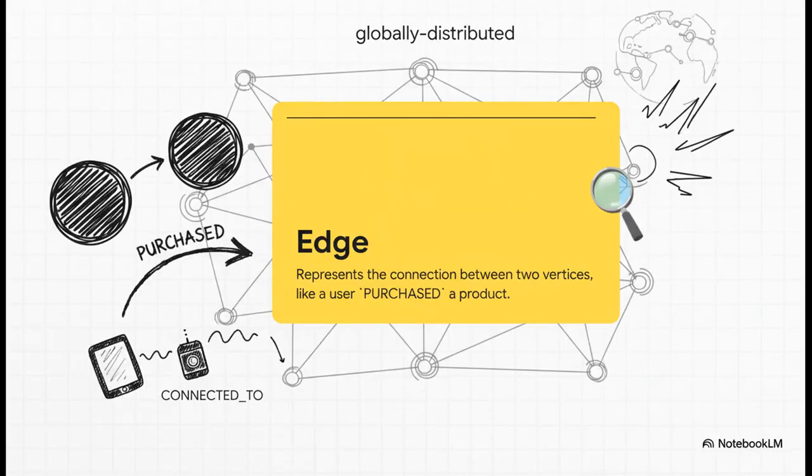And if vertices are the nouns, well, edges are the verbs. And this right here is where the magic happens. An edge is the line that connects two of those vertices, and it defines their relationship. A user purchased a product. A device is connected to a sensor. This is where all the context lives, and it's the source of the graph model's real power.